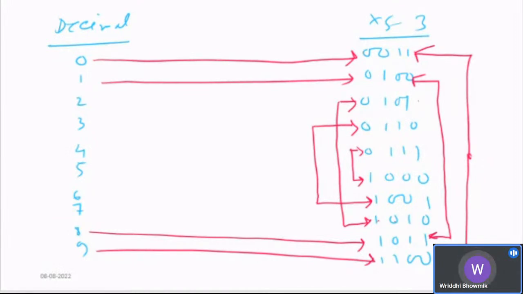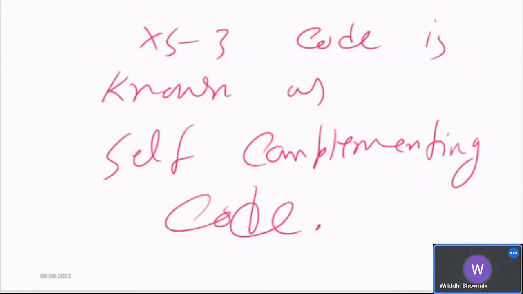0 and 9, 1 and 8, 2 and 7, 3 and 6, and 4 and 5. These are complements of each other. When you represent 0 in XS3 and you represent 9 in XS3, these two are complements of each other. Similarly, when you represent 4 in XS3 and 5 in XS3, these two are complements of each other. That is why it is known as self-complementing code. So I'll stop here. In the next class, I will show you how to add and subtract in BCD.